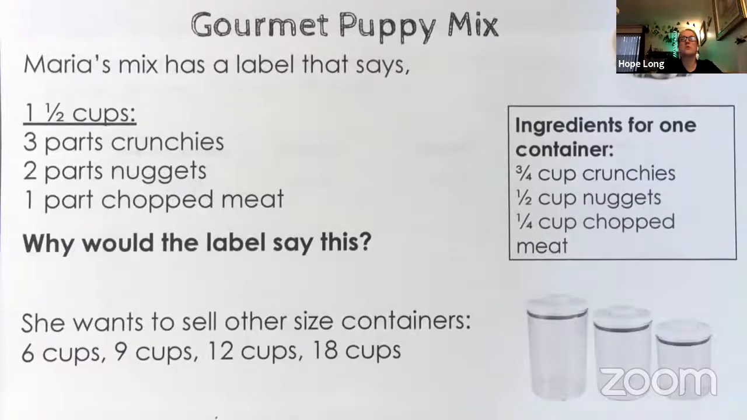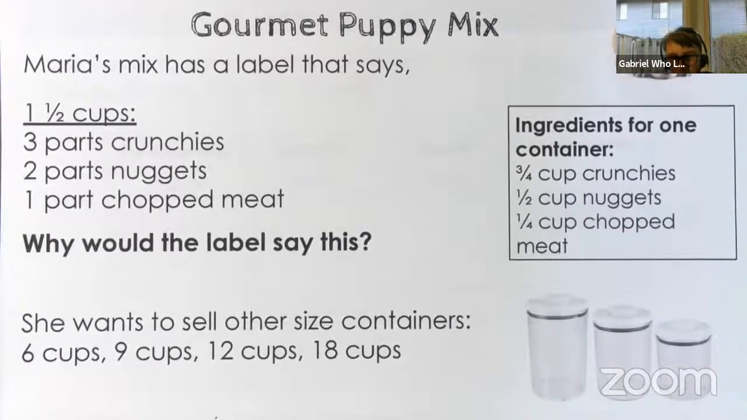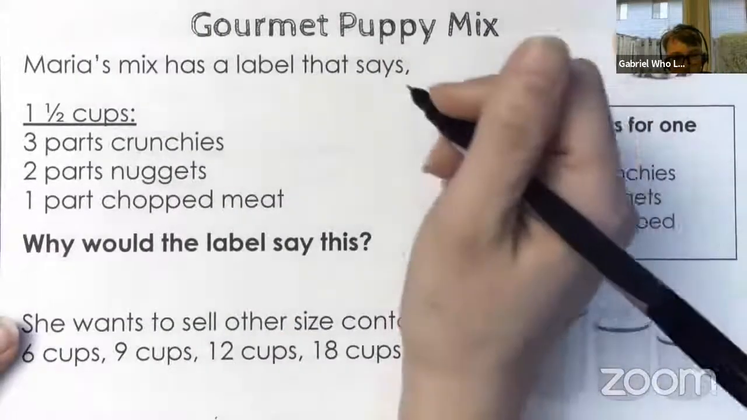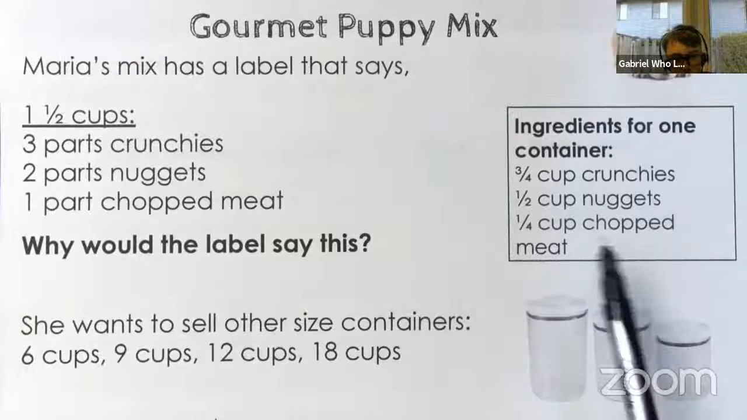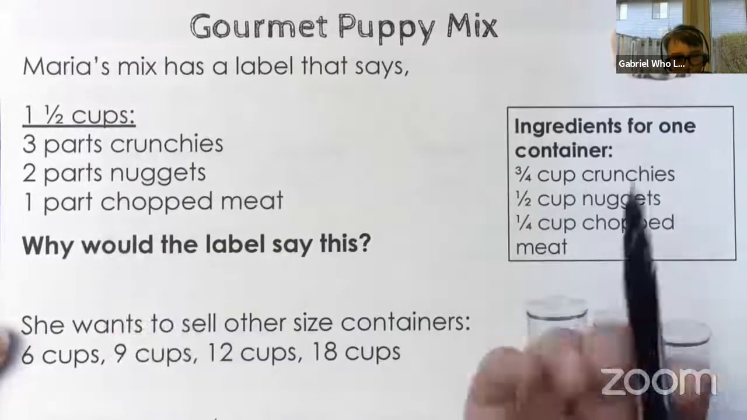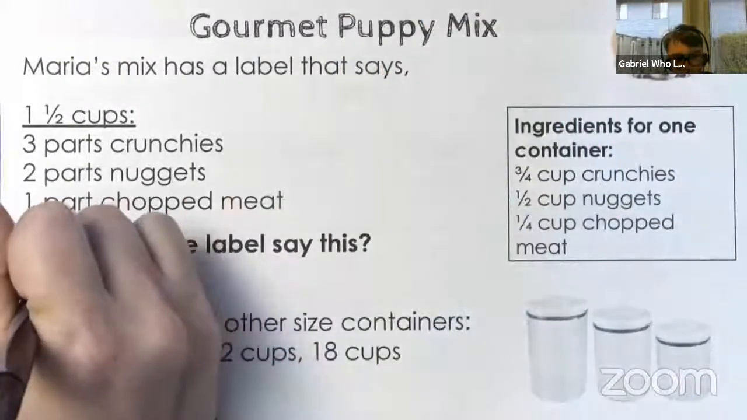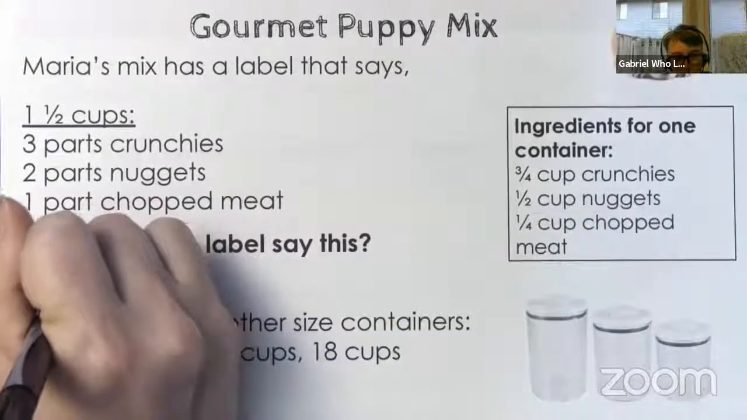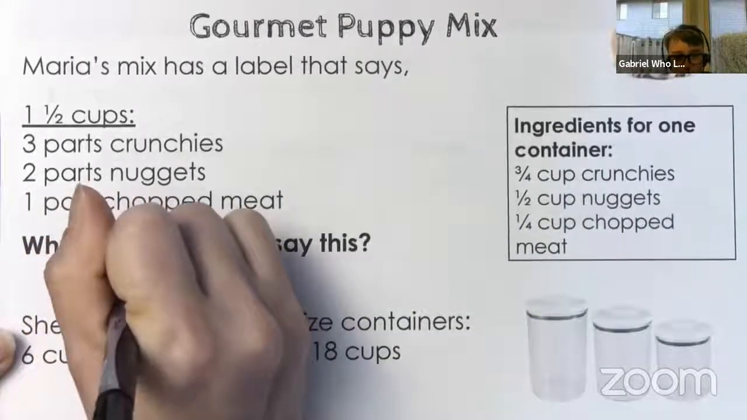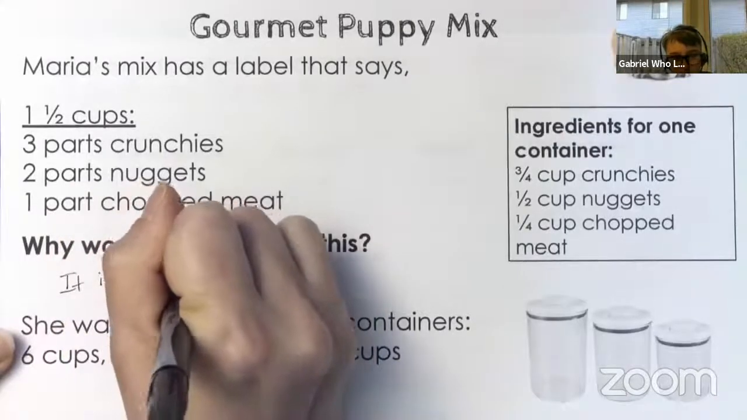I think they did that because they're doing it in like fourths. They're thinking about it that way, maybe because the chopped meat is one part, and then the crunchies together with it would make one whole, and then the two parts would be one half.